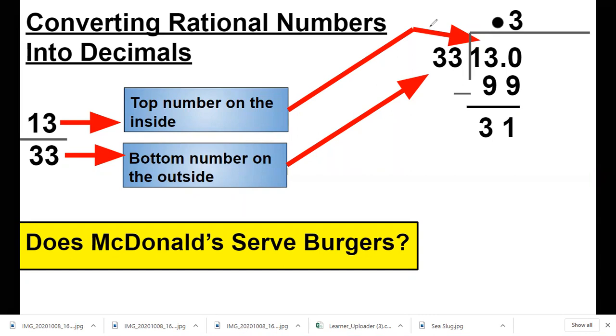Now we're not finished. We still have a remainder. So we're going to have to bring something down. There's nothing there to bring down. So we're going to add a 0 and bring down the 0 and put it next to the 31. So now we have to take 33 into 310. So I'm going to use 30 as my estimate.